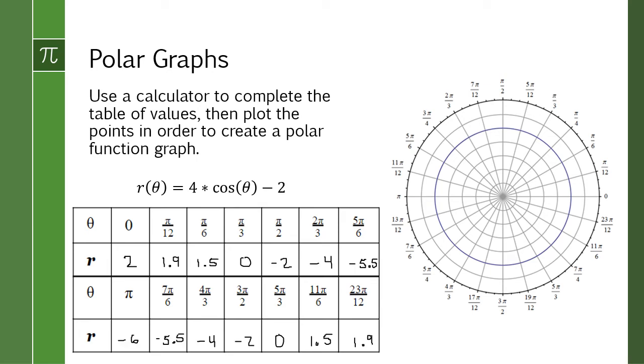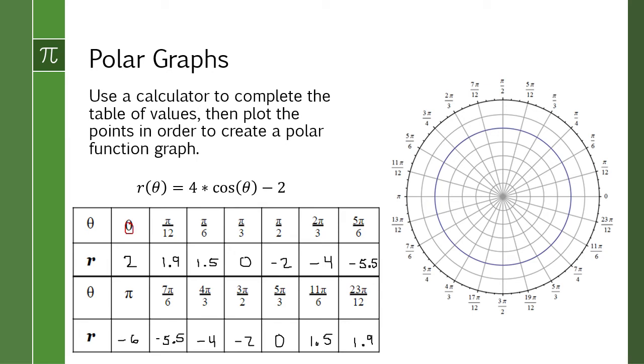So I've gone ahead and filled in this chart of values here, just doing 4 times the cosine of each of these different angles minus 2. Now when we plot this graph, we're going to have to be very careful because some of the radii are negative. And so you'll have to remember that when a radius is negative, that means you're going to go in the opposite direction, away from your given angle instead of towards it. So let's just start plotting these out, and we'll kind of connect the dots as we go.